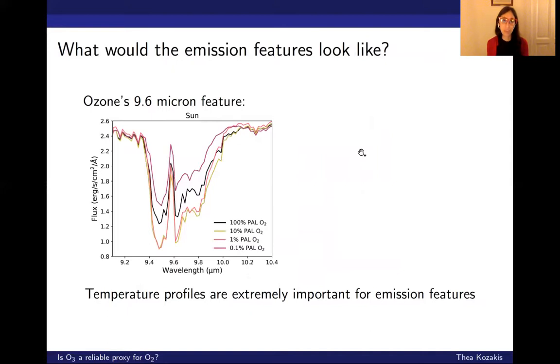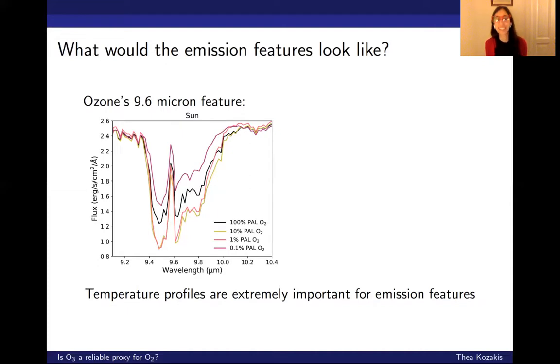So let's look at some of the emission features. The main O3 emission feature in the mid-infrared is at 9.6 microns. So here you can see for the models I have been showing, just the different depths of the spectral features you would see there. And right away, you can see, of course, it's not linear, but you could probably expect that at this point. And you see that actually for the planet models around the sun, the deepest features are for both 10% and 1% the present atmospheric level of O2.